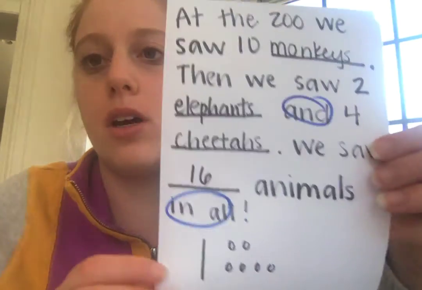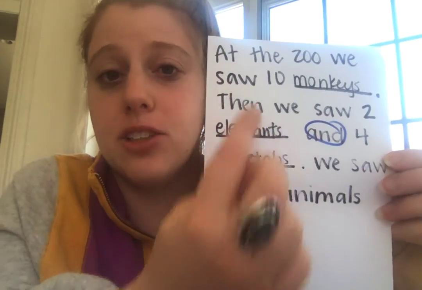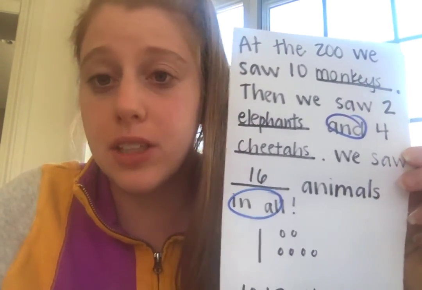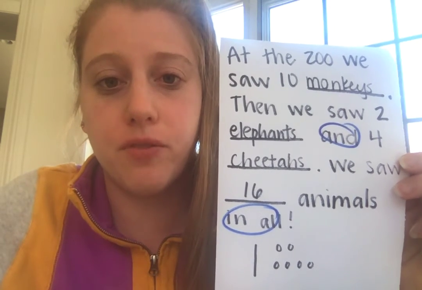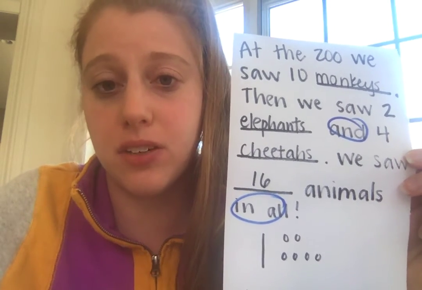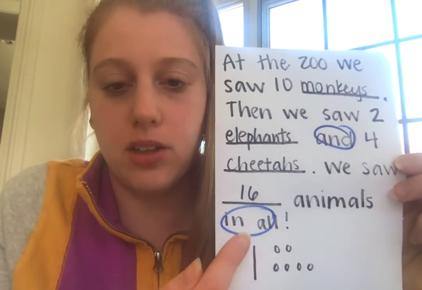All right, you guys, I've finished mine. If you're not done, that's okay. You can either pause it and finish, or you can go along with me. So I filled in the blank and I said at the zoo we saw 10 monkeys. If you said something different, that's okay. Then we saw 2 elephants and 4 cheetahs. Again, if you said something different, that's okay. We saw 16 animals in all.